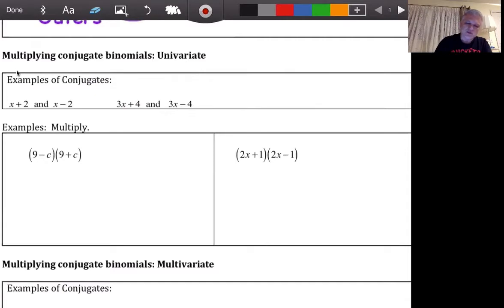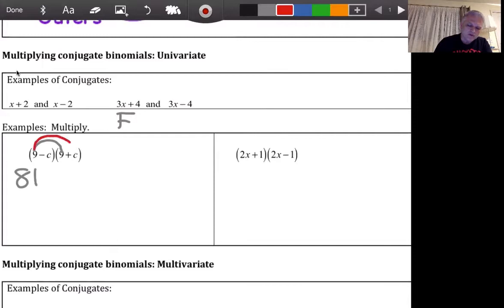So let's look at this first example. This first example has 9 minus c and 9 plus c. And we're going to multiply them together. Now, are they conjugates? You have a 9 and you have a c in both of them. The only thing that's different is one of them has a minus, one of them has a plus. So yes, they are conjugates. So check out what happens when we FOIL this pair of conjugates. Let's start with the F. First times the first. 9 times 9 is 81.